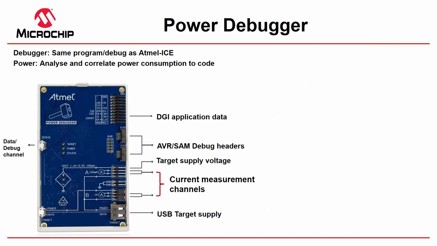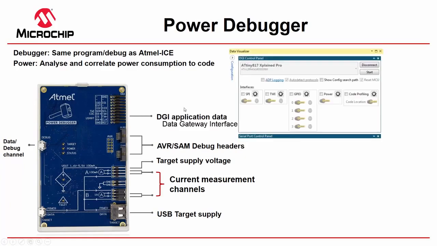To emphasize, this has the same program and debug capability as the Atmel-ICE, but also gives the ability to analyze and correlate power consumption to code. The way it does that is it gets DGI application data from the application. We're going to show you some examples there.